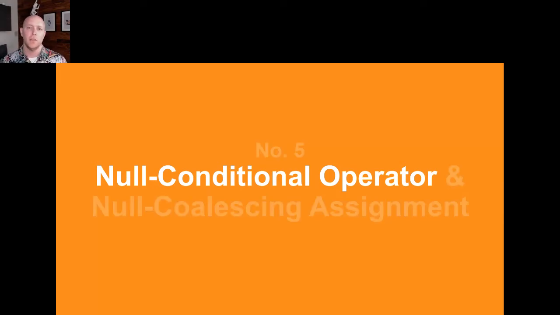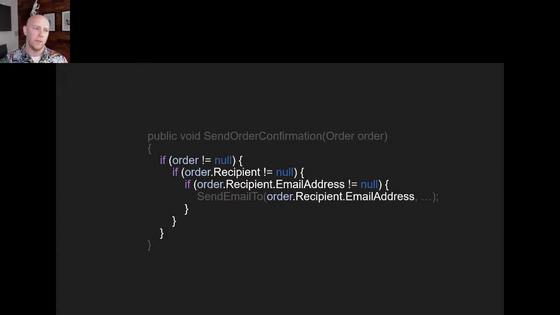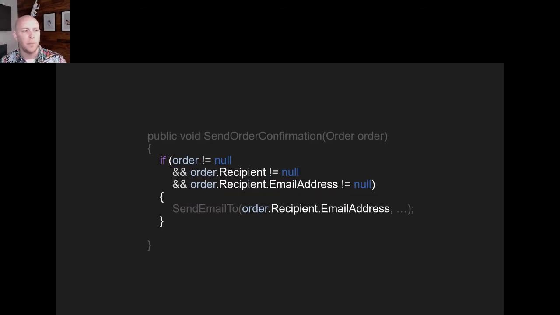So the null conditional operator helps us with code like this. Say that you have code like this, where you want to get to the email address of the recipient of an order, but you don't know if the order is null, so you have to check that first, and then you have to check if the recipient is null, and then you have to check if the email address is null, and then you can send the email. Really annoying piece of code to write. Can also be simplified a little bit by this, so you can do it in one big if statement, which is better, but it's still quite a bit of code.